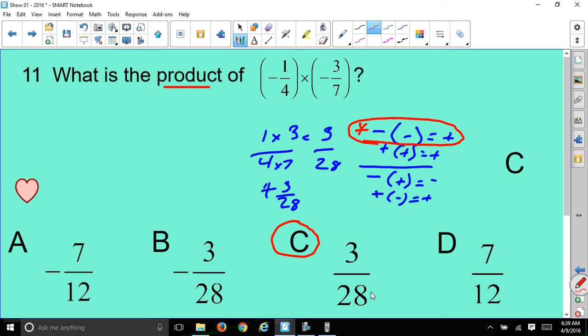Okay. 3 over 28, positive 3 over 28. Even though I wrote the right answer, I circled the wrong one. Sorry. All right, let's move on.